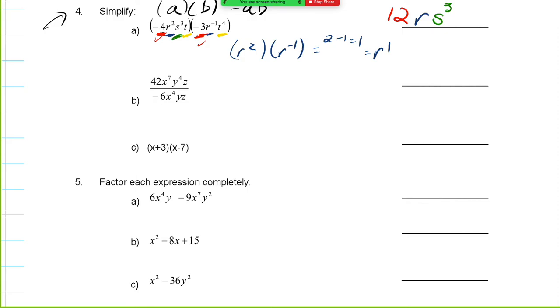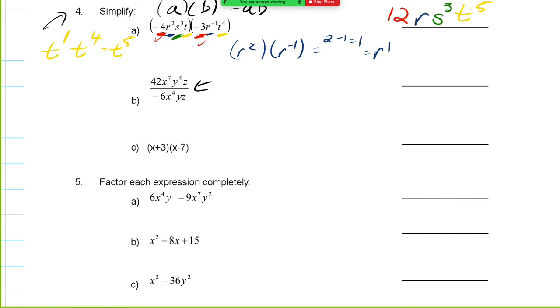And t, same thing with exponent rules. When there's nothing listed, since it's t times t to the power 4, there's technically a 1. We add them together and we get t to the power of 5. So the simplified version is 12rs^3t^5. With that being said, that's a multiplication question.